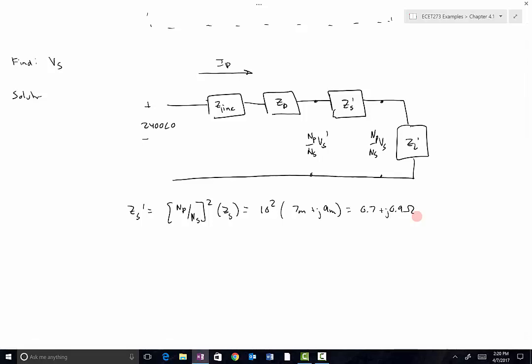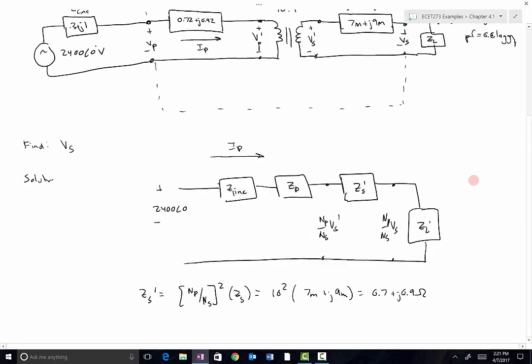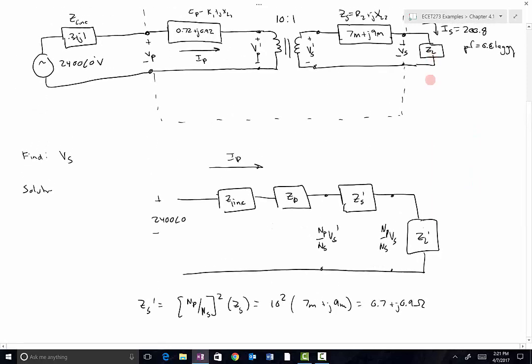And then we need to refer the load impedance, ZL prime. Normally, if we were given an impedance ZL, we could use the same technique. In this case, we weren't given ZL prime. Instead, we were told what the load current is. So instead of referring the impedance, we're going to substitute in the current.